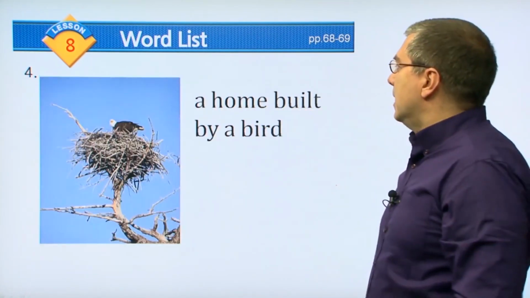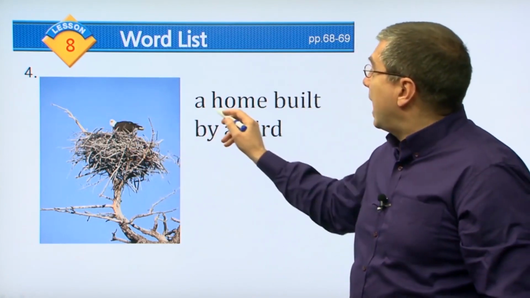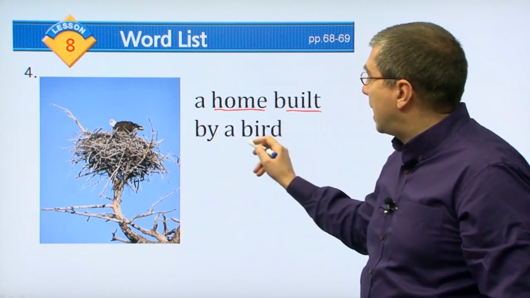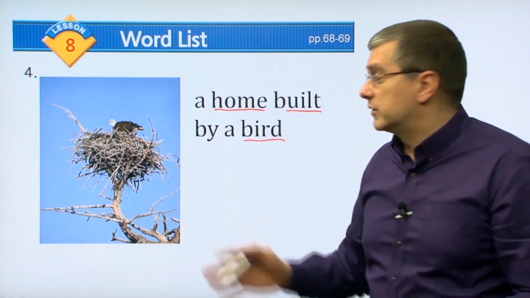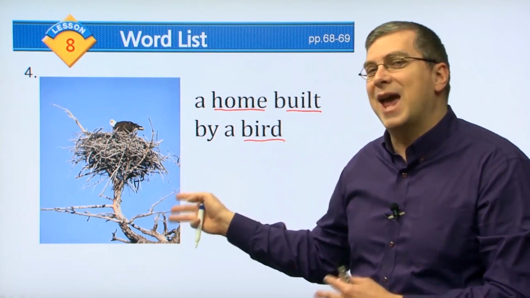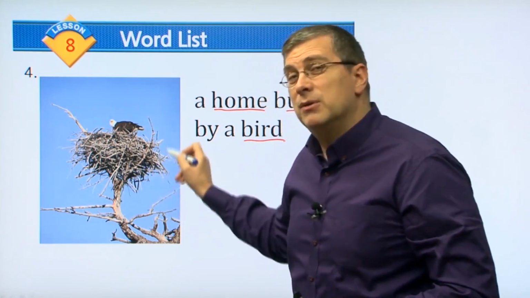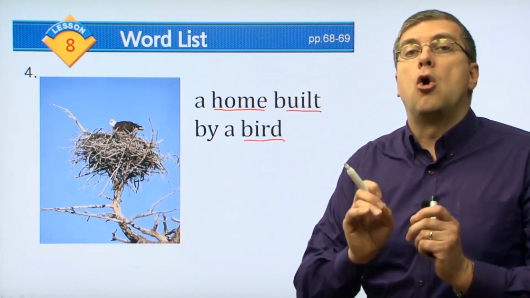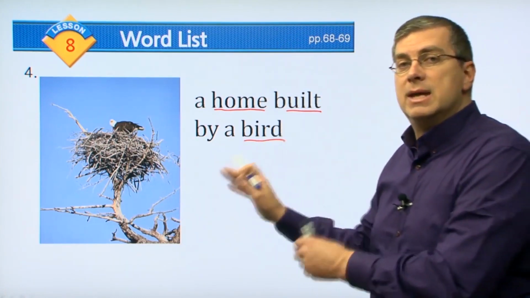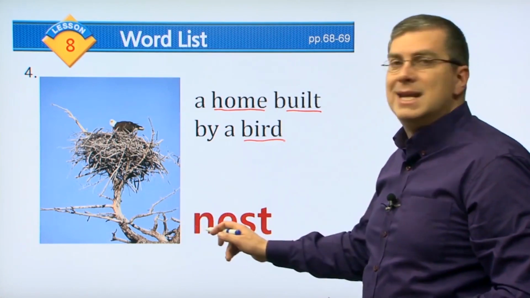Okay. The next, we saw this picture before, right? Here is a bird. Now, a home built by a bird. Before we talked about shelter, right? And we saw the squirrel, the cute animal looking out from the shelter. This is a type of shelter, but it's a special word for birds. Only birds make this, right? What do we use for this word? We call it a nest.